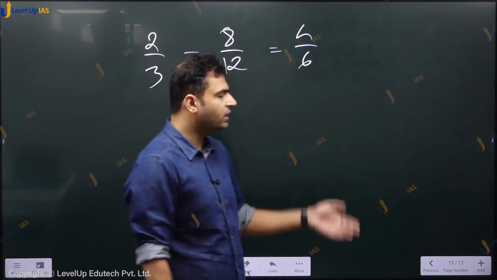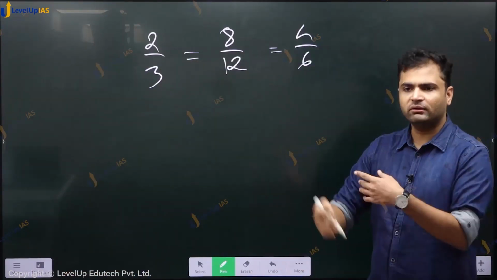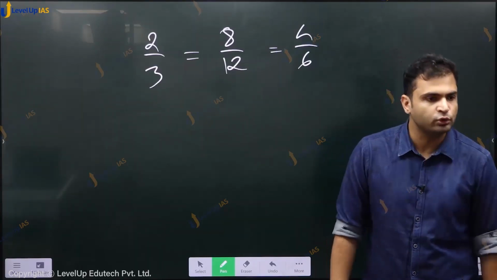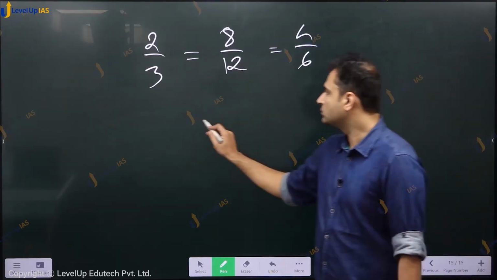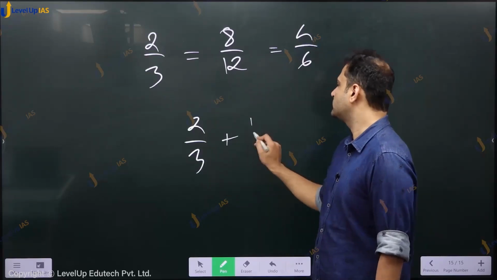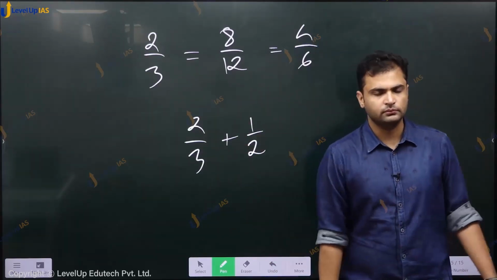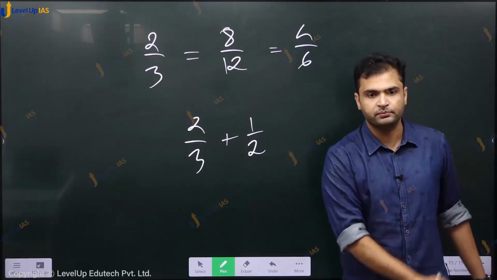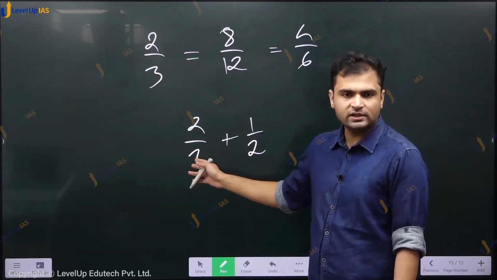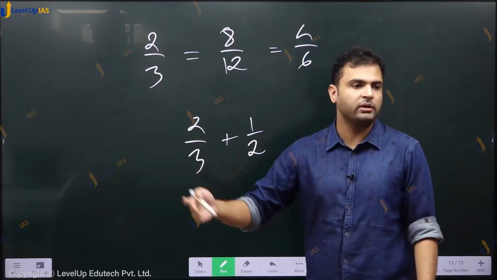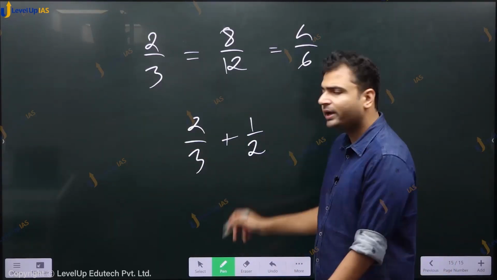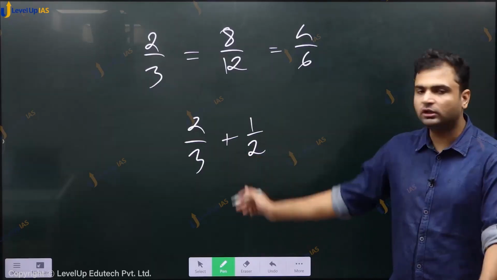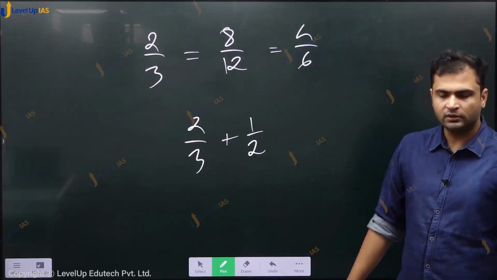Right? That is why we can manipulate our fractions such that the denominators of both the fractions that we are supposed to add become the same. So if I have to add 2 by 3 plus, let us say, 1 by 2, I try to make their denominators the same. I can make 3 into 6, 9, 12, and 2 I can make 4, 6 by multiplication. So both denominators I can make 6.